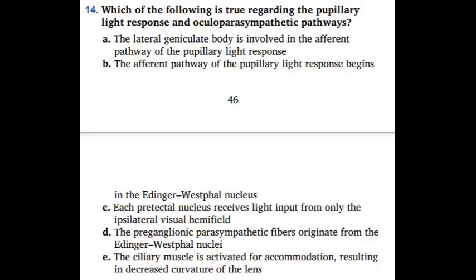C, each pretectal nucleus receives light inputs from only the ipsilateral visual hemifield. That is false. It's actually from the contralateral visual hemifield. D, the preganglionic parasympathetic fibers originate from the Edinger-Westphal nucleus, and that's true. And then the last one: the ciliary muscle is activated for accommodation, resulting in decreased curvature, wrong, resulting in increased curvature of the lens.